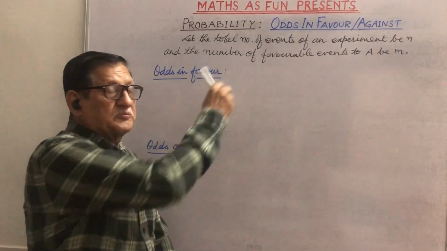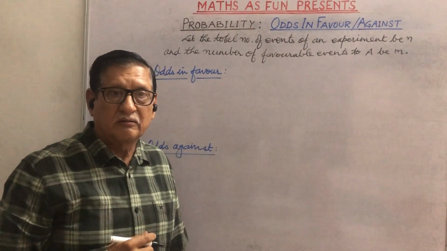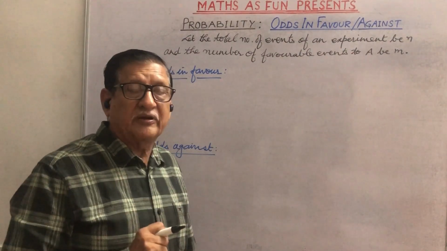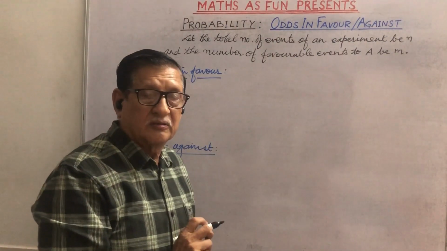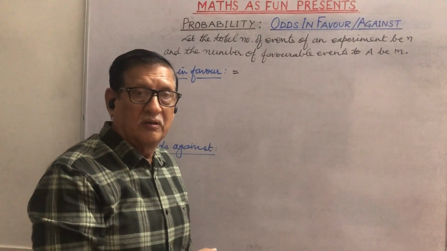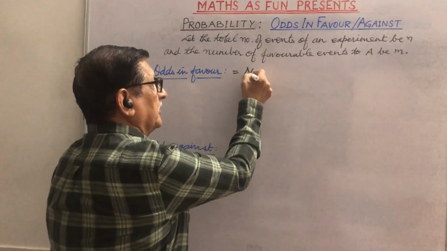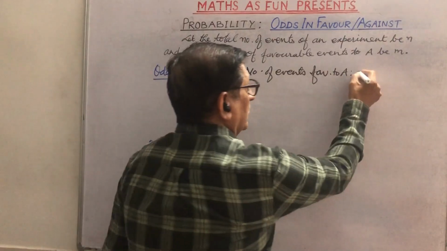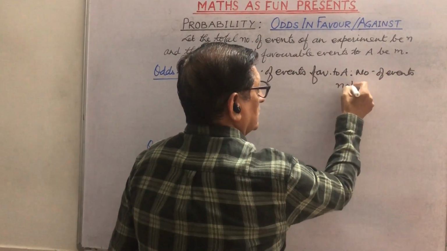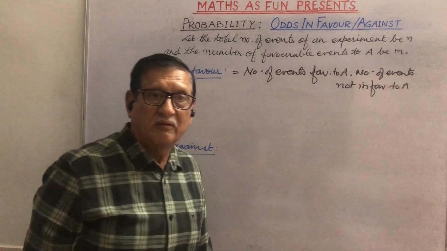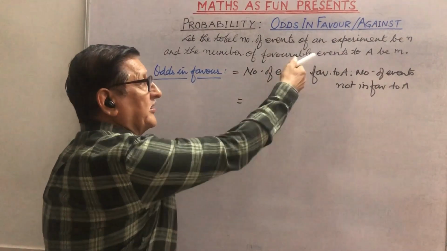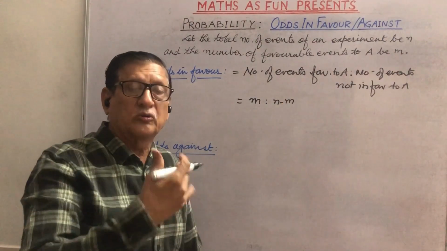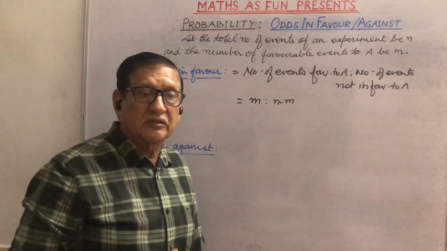See, suppose we have any experiment and the total number of events of that is n. And there is a particular event A, the number of events favorable to A be m. For a particular event A, odds in favor means the ratio of the number of events favorable to A to the number of events not in favor of A. In this case, the number of events in favor is m and the total events are n. It means there are n minus m events which are not in favor. So this is known as odds in favor, that is m is to n minus m.